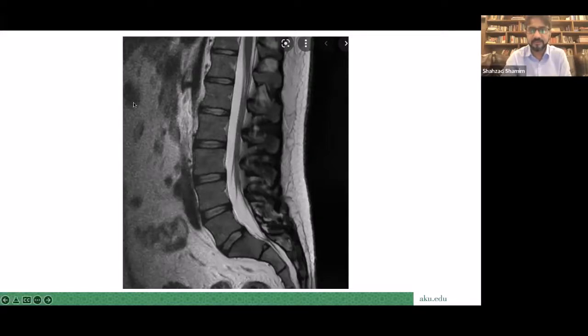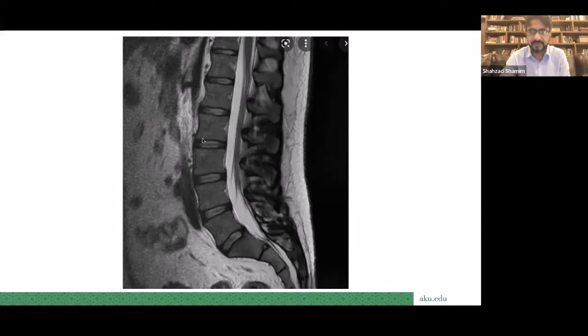So this is a mid-sagittal view of a T2 weighted MRI scan of a normal lumbar spine, and we're going to go over the normal anatomical structures that you see here. These are the vertebral bodies. These are the discs, and you can see that the height of the discs varies according to the level, even in the lumbar spine. As you go down, the disc heights become greater. Also, the angle of the disc starts becoming greater.